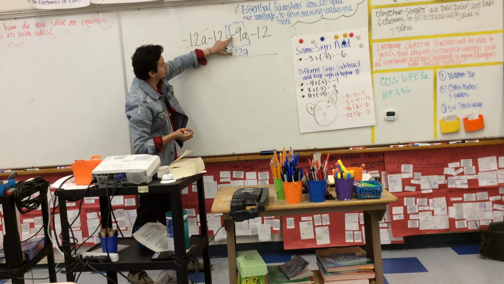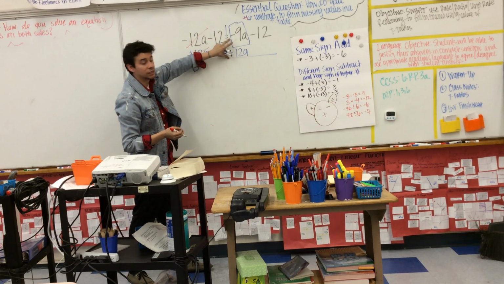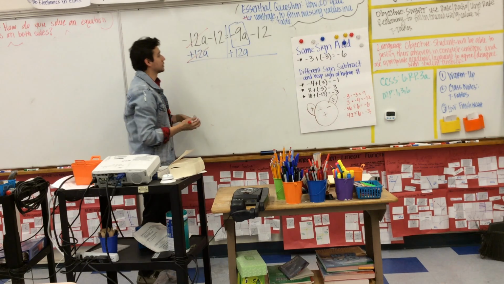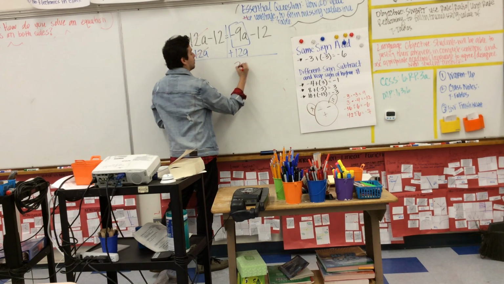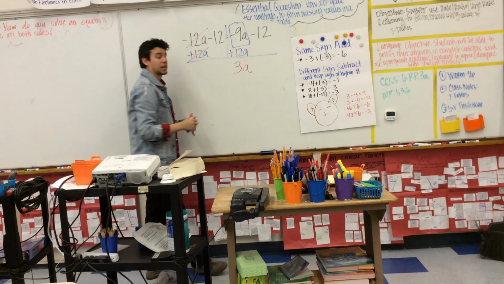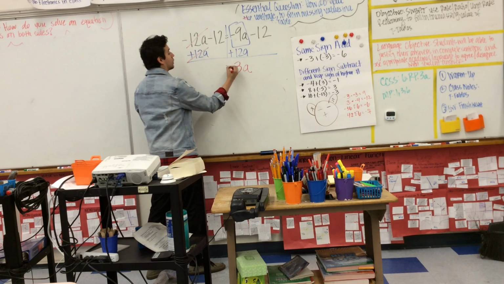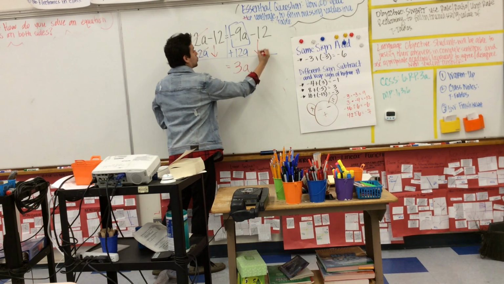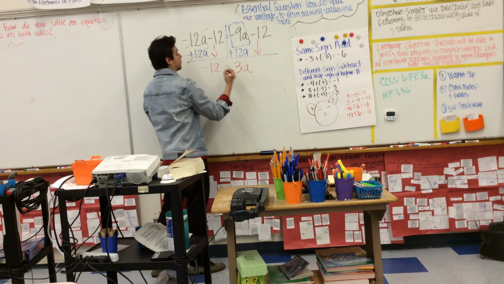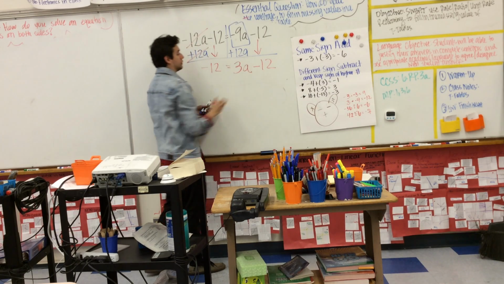Same sign or different signs? You have a minus and a positive. Different signs, subtract. So that means that will be 3a. Keep the sign of the bigger number. The bigger number is going to be positive. So there you go. Equals, drop, drop. You didn't touch the -12, drop the -12.